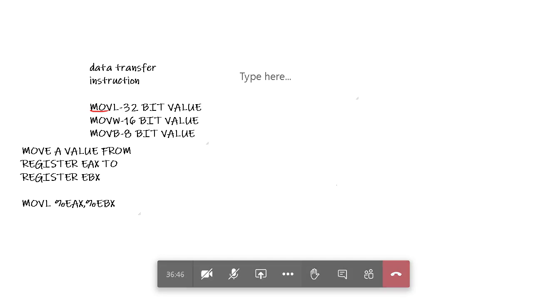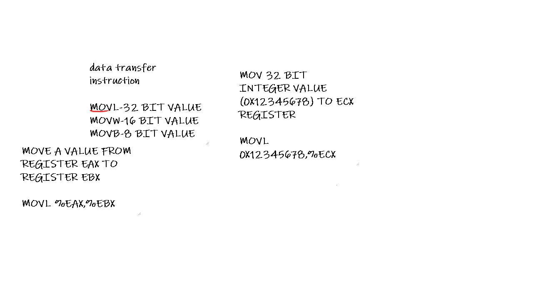Okay. Got it? And the next one is: move value 15 to register EDX. So now what is the value? Now what's the instruction we have to use? The question says it is move. So the instruction name is MOV.